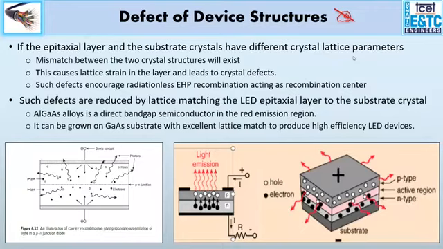Now when you're making your device, there are certain problems, especially when you're making the heterostructure with a different material acting as a confinement layer. Some of the problems or defects in the device structure come from mismatch between the two crystal structures, right? Both are made up of different materials, so there could be a chance of mismatch. But by changing the compositions, we can actually overcome that problem of mismatch in the crystal structure.